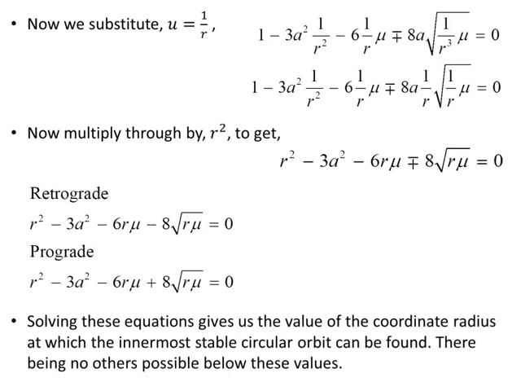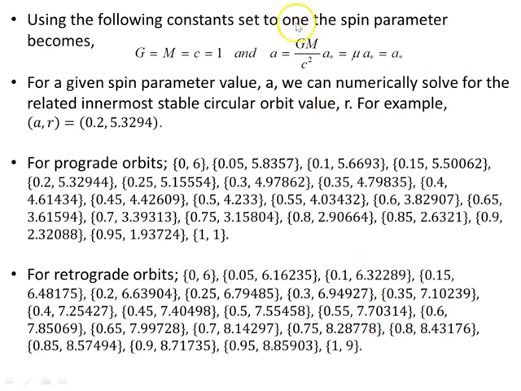That's what this equation gives you. You don't have to worry about, in the previous video, for a given value of h and for a given value of epsilon, where is the innermost stable circular orbit? Well, we did that there. Here, this equation will give you where that is. All right, so using the following constants set to 1, just to simplify the algebra and make things look visually clearer. It's easier to work in these geometrized units. G equals m equals c equals 1. The spin parameter a is GM on c squared, but since G, M, and c are all 1, the spin parameter simply becomes the dimensionless spin parameter a star. So for a given spin parameter value a, we can numerically solve for the related innermost stable circular orbit value r. So for example, if a is 0.2 plus 0.2, then r is 5.3294. That's GM on c squared, if you put the units back, but within geometrized units, everything is set to 1, you have just 5.3.